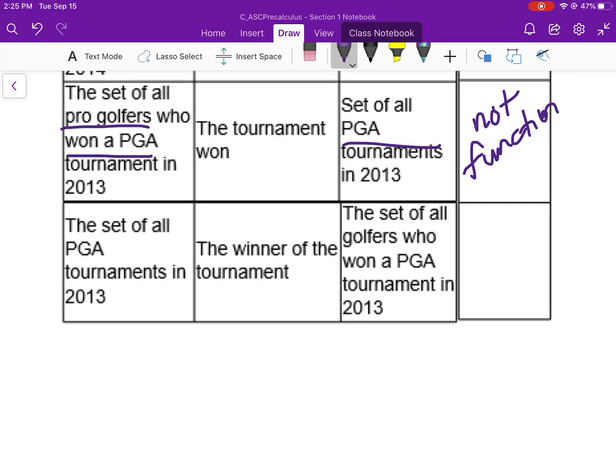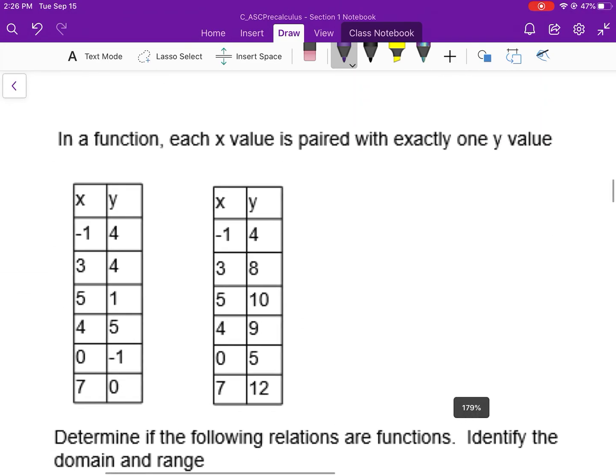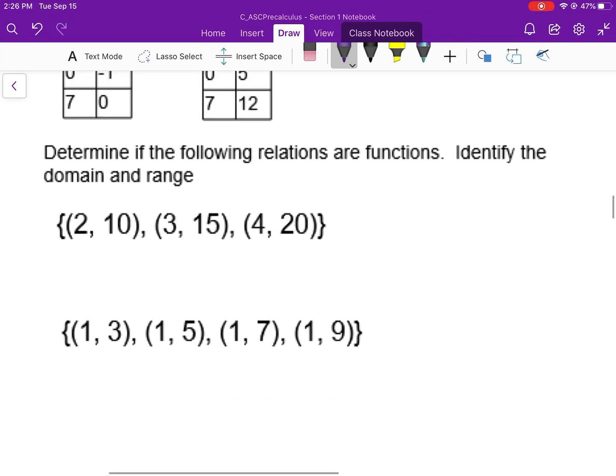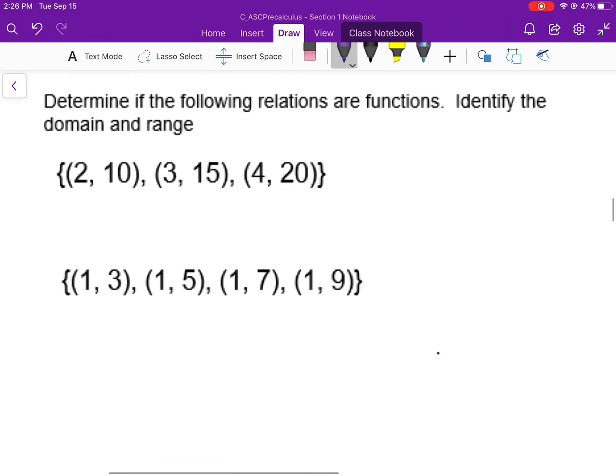If I flip it around, if I have the tournaments as my domain, can there be more than one winner at a tournament? And that answer is no, so this is a function. Each golf tournament gets at most one winner. Okay, so if I slide down, I'm going to skip that. I don't even know what that was anymore.